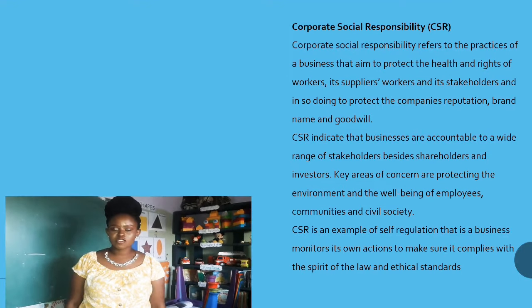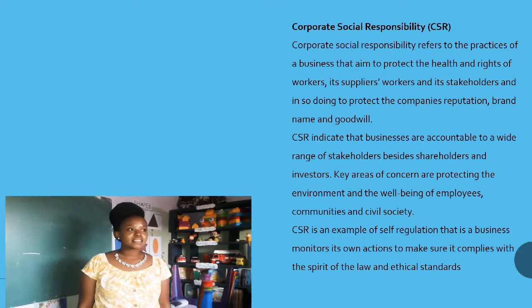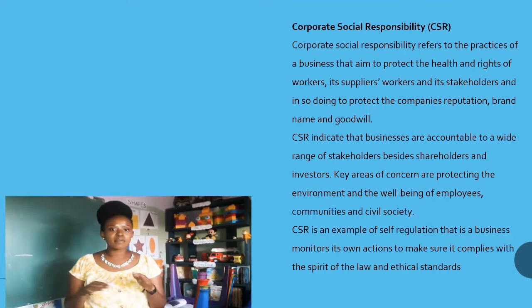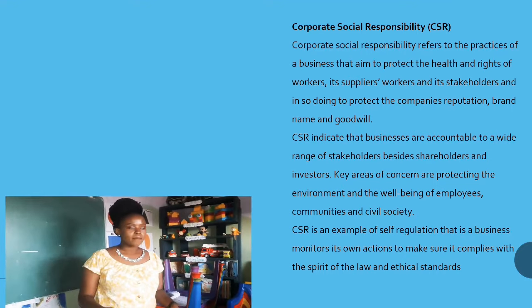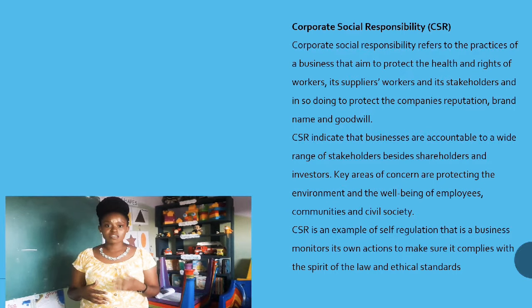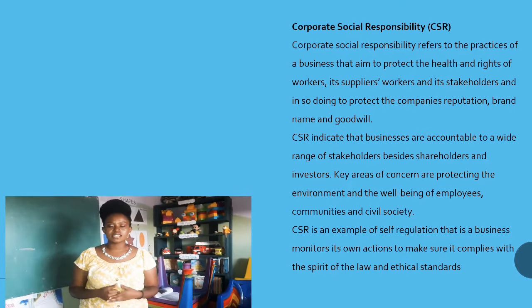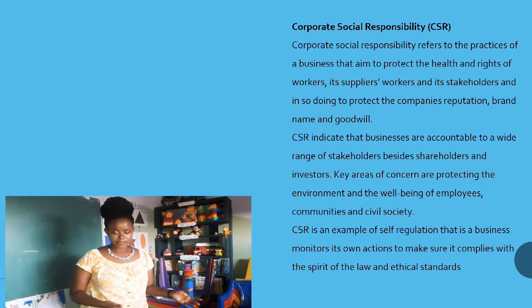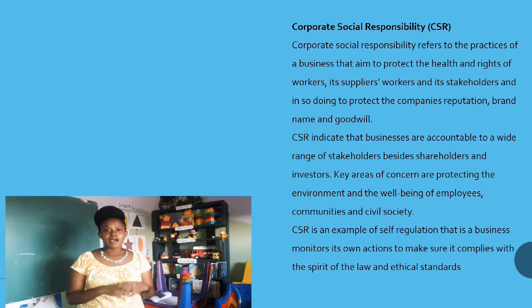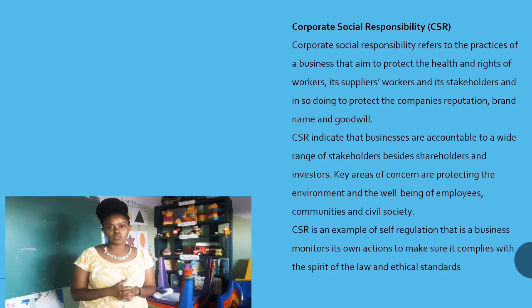And now let's talk about corporate social responsibility, CSR. CSR is an example of self-regulation. That means that a business monitors its own actions in line with the spirit of ethics and morality. There might be a case where there is no formal law against what a business is doing, but they step back, sit down, reflect, and see how their operations affect the community, and then they do the right thing to protect the environment and the people that are living there. In doing so, they protect their reputation, their brand name, and their goodwill.